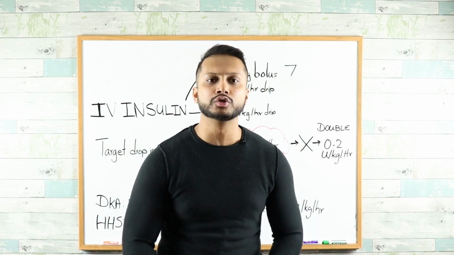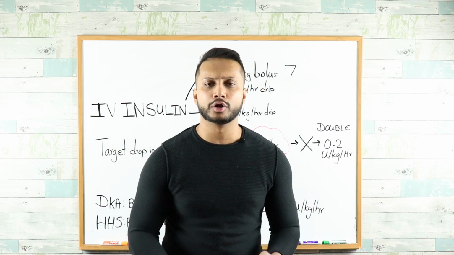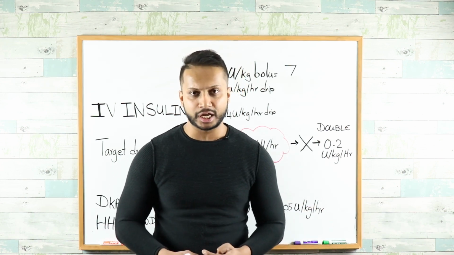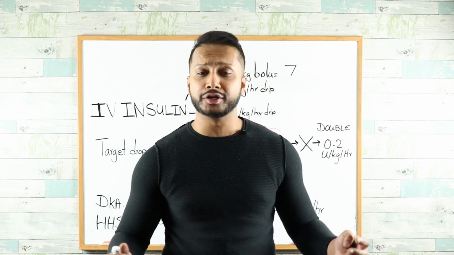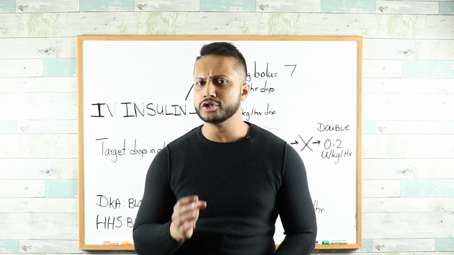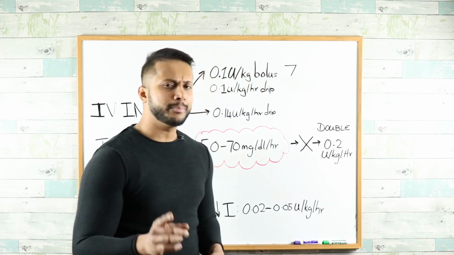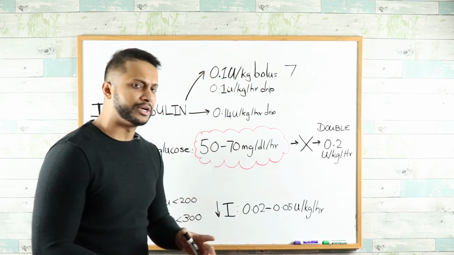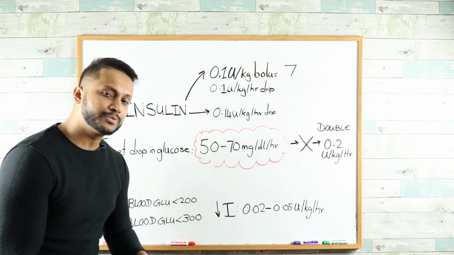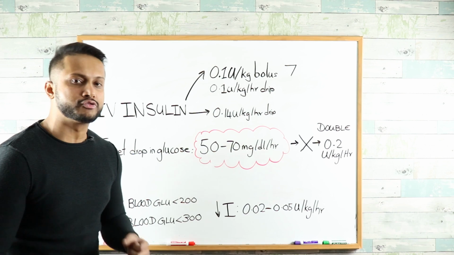You're normally going to use about 0.1 unit per kilogram per hour, and your target is going to be about 50 to 70 decrement in your glucose level. And if you do not hit your target, go up on your insulin drip. And the final piece of the insulin drip story is, when your patient's blood glucose level in a person with DKA drops below 200, at this point you need to decrease your insulin drip rate.